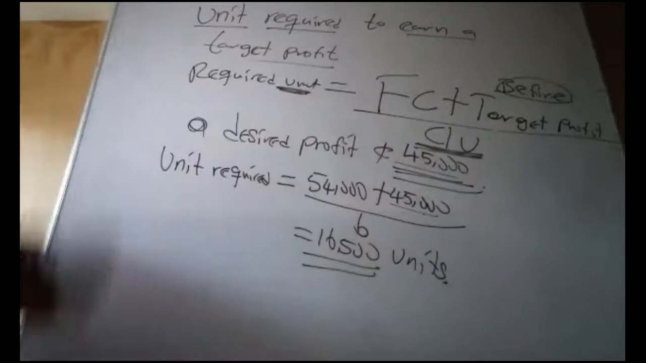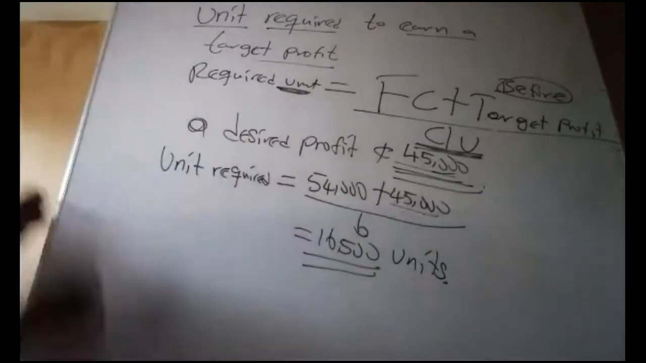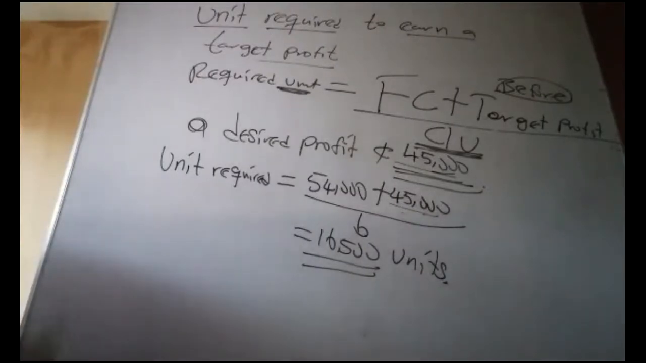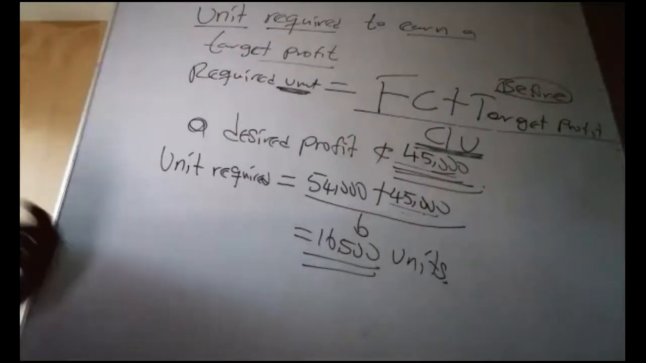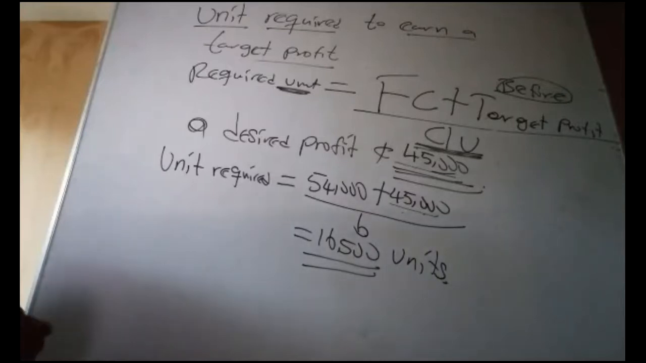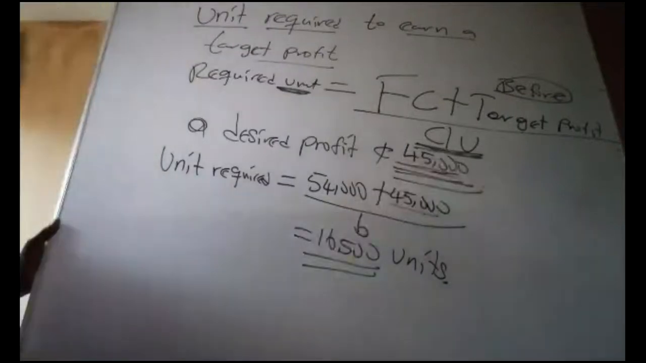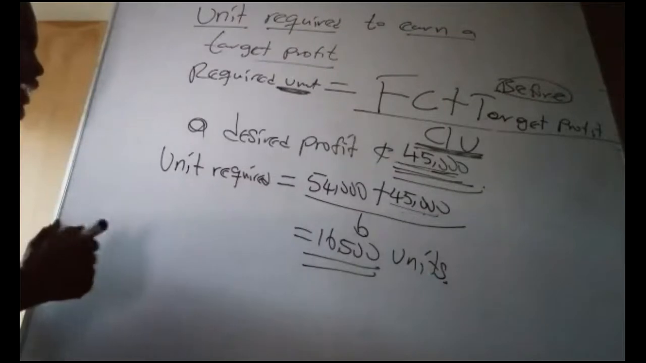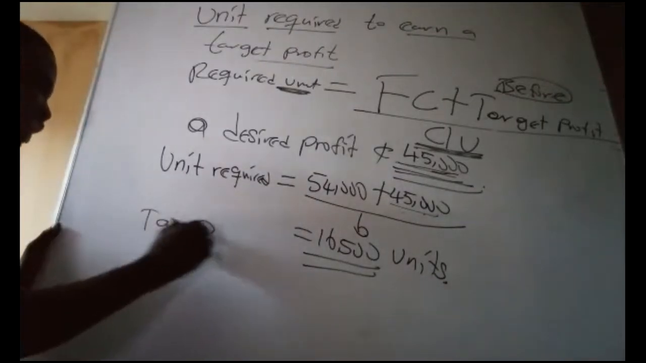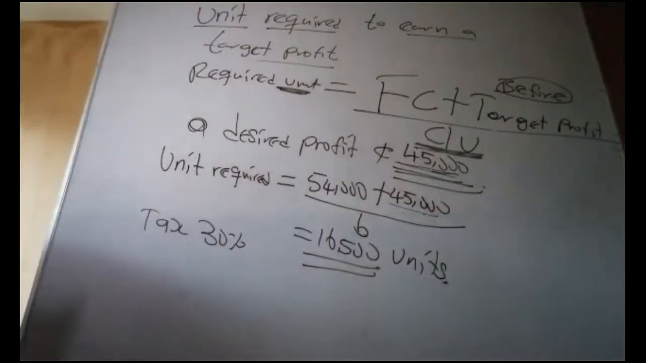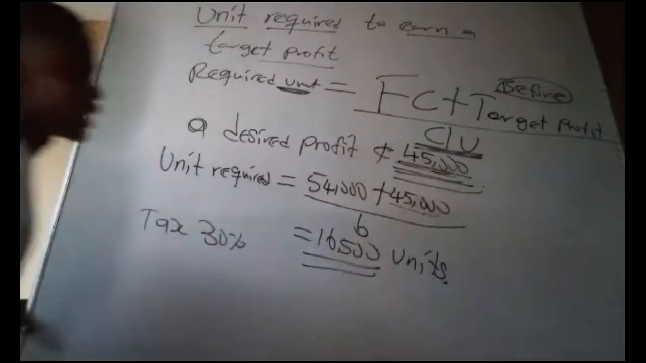Please, how do we get it up to this point before I start? What if you introduce tax? This profit is after tax. They put a question: what will be the units they should produce in order to earn a target profit after tax of, let's say, 45,000, but the tax rate in the question is 30%. The company paid tax, so tax is 30%. Now this is the meaning. It means that this is profit after tax, which is 45,000.